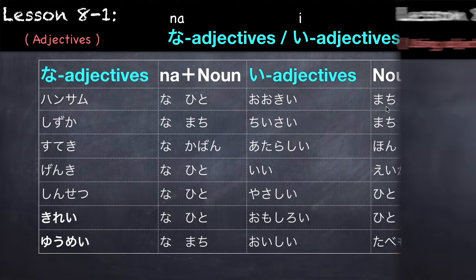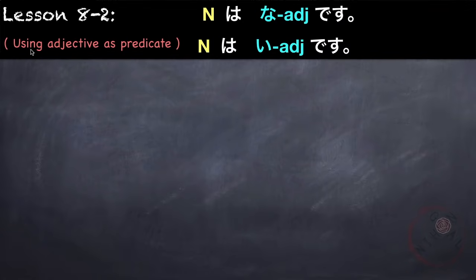Ookii machi. Now, using adjective as a predicate, the pattern is noun wa na-adjective desu or noun wa i-adjective desu. In lesson 1, you've learned the pattern noun1 wa noun2 desu. You can replace that with adjective.